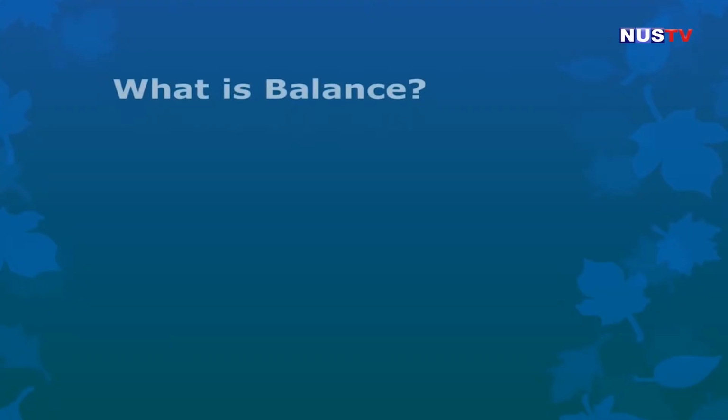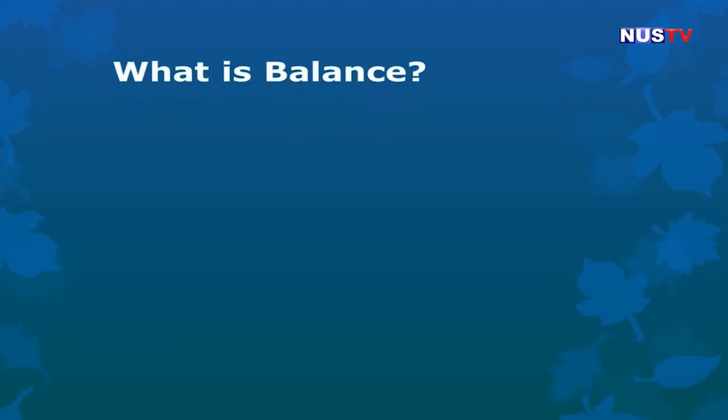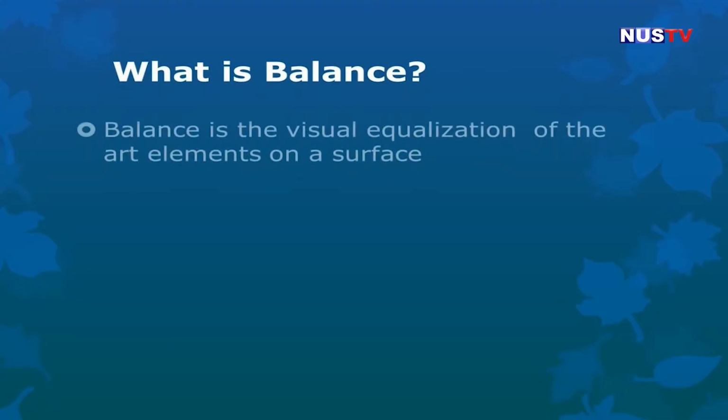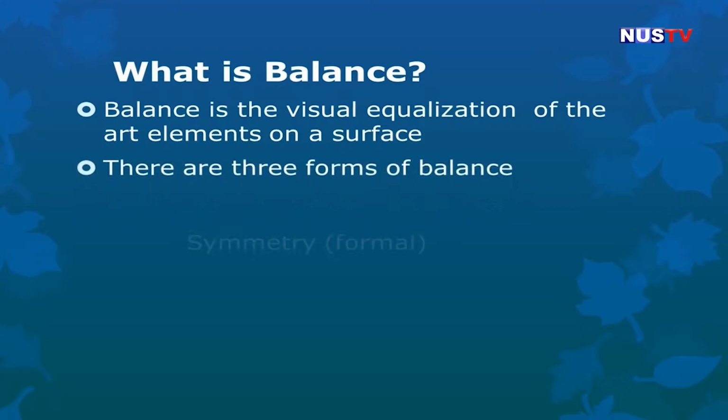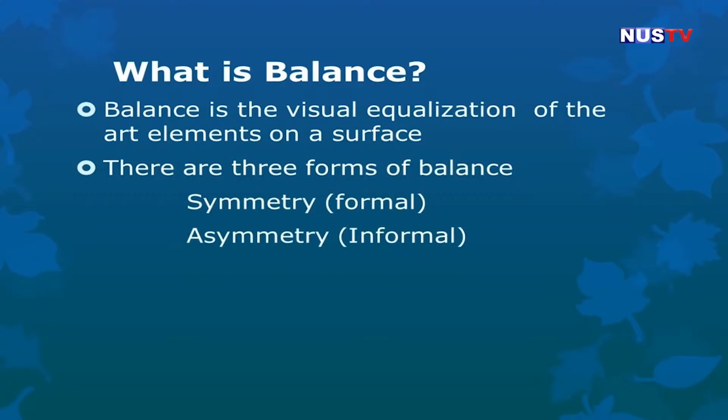What is balance? Balance is the visual equalization of art elements on a surface. There are 3 forms of balance. Symmetry, or the formal. Asymmetry, or the informal, and radial.